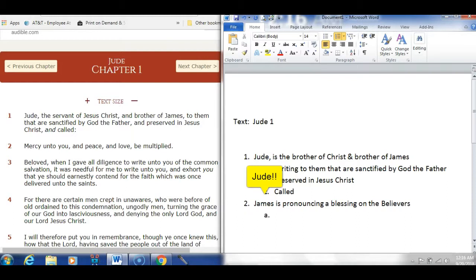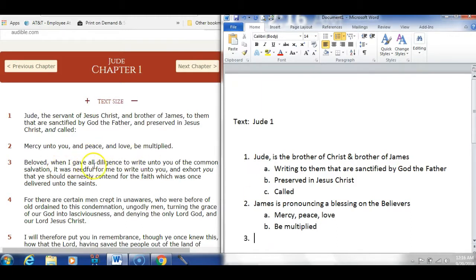James is pronouncing a blessing on the believers. What type of blessing? Mercy, peace, and love. And not only mercy, peace, and love, that it be multiplied. Okay. And let's go to the next verse.